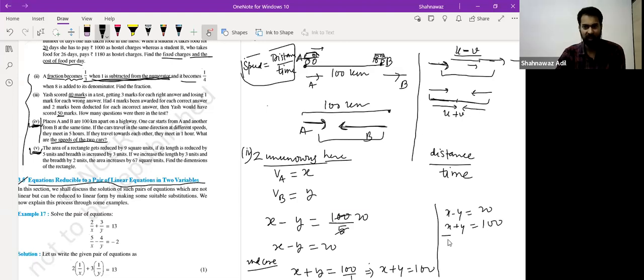So we will add or subtract? We can do both. So let's add. In addition, the y terms get cancelled. So 2x will be 120. So x is 60, right? So 60 kilometers per hour.